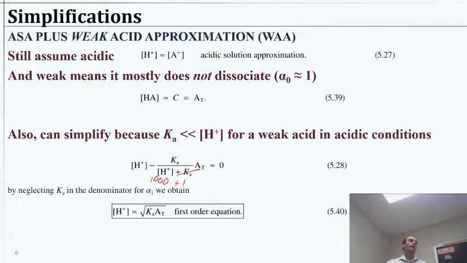With that, we can solve the equation, put it in terms of H plus. We'd have to multiply H plus by both sides, or by everything, and then put the Ka times A total on the other side. That gives us our square root here. Okay, make sense? So here now we have given two approximation assumptions. Now we get a first order equation that's quite simple.